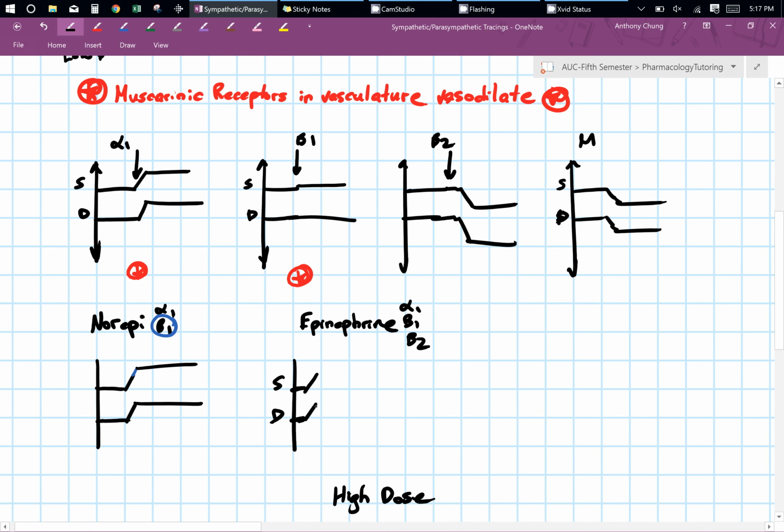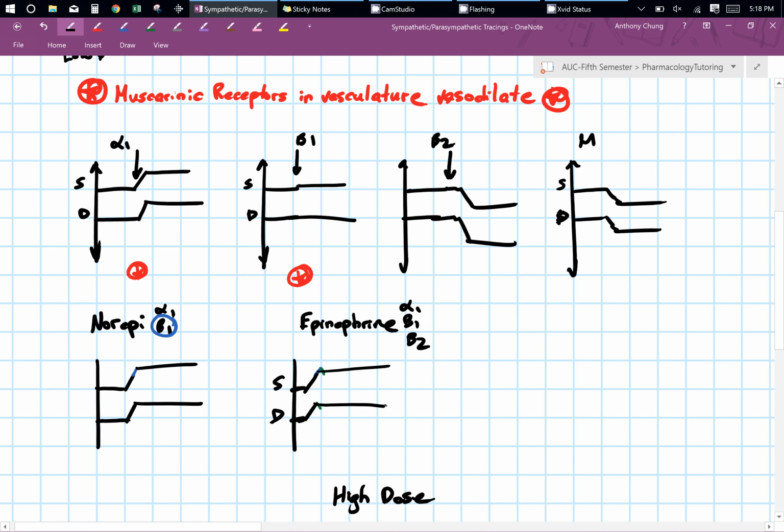What does beta 1 do? Yep. Systolic, like that. And then what does beta 2 do? It will decrease, right? So overall, the beta 2 might decrease it a little bit. But overall, what you will see is this. Once again, your systolic is going to go higher than your diastolic. Why? Because of beta 1, all right?